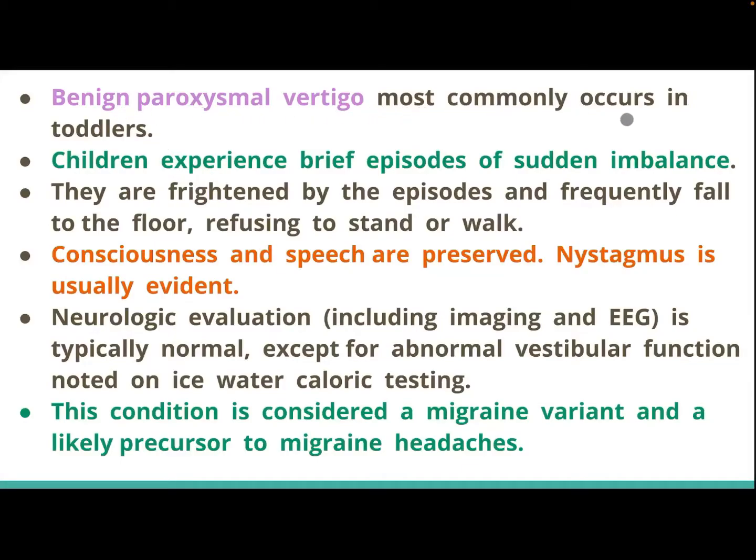Benign paroxysmal vertigo most commonly occurs in toddlers. Children experience brief episodes of sudden imbalance. They are frightened by the episode and frequently fall to the floor, refusing to stand or walk. Consciousness and speech are preserved. Nystagmus is usually evident. Neurological evaluation, including imaging and EEG, is typically normal, except for abnormal vestibular function noted on ice-water caloric testing. This condition is considered a migraine variant and likely precursor to migraine headache.